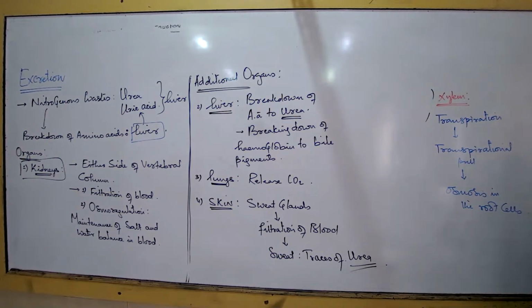So from this side, the small narrow tubes made up of smooth muscles would come out and go down towards the lower regions of the abdomen and meet a muscular sac-like structure, again made up of smooth muscles. What is this muscular sac-like structure known as? Urinary bladder. The urinary bladder again has a narrow tube-like structure, and this would be known as the urethra.